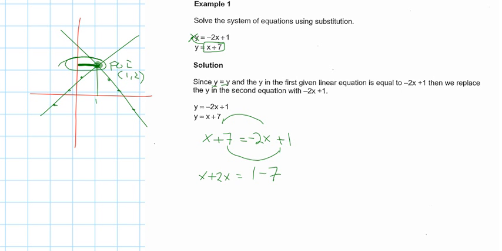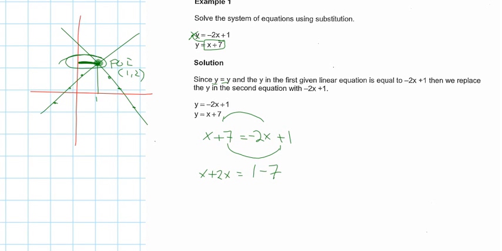Because bringing the negative 2x over becomes positive 2x. Bringing the 7 over, it becomes negative 7. Yes? All right. Then now I have like terms on the same side.